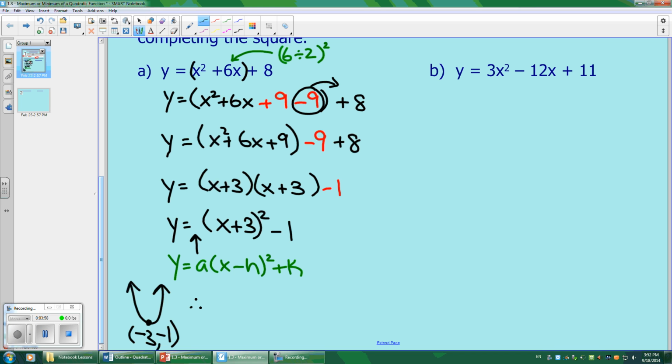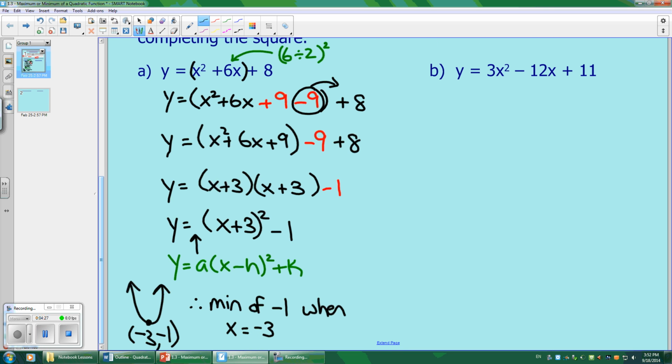So I'm just going to say, therefore, your minimum, so this is a minimum because it's pointing upwards, your parabola is going upwards, of your k value, because that's the lowest it goes, when your x value is negative 3. Let's try it again with the next one.